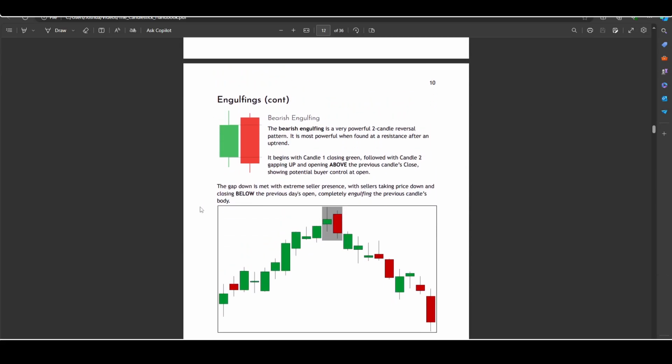Engulfing. So we have the opposite. You have bearish engulfing. So this is going to be the exact same thing. The bearish engulfing is a very powerful 2-candle reversal pattern. It is the most powerful when found at a resistance after an uptrend. It begins with candle 1 closing green, followed with candle 2 gapping up and opening above the previous candle's close, showing potential buyer control at open. The gap down is met with extreme seller presence, with sellers taking price down and closing below the previous day's open, completely engulfing the previous candle's body.